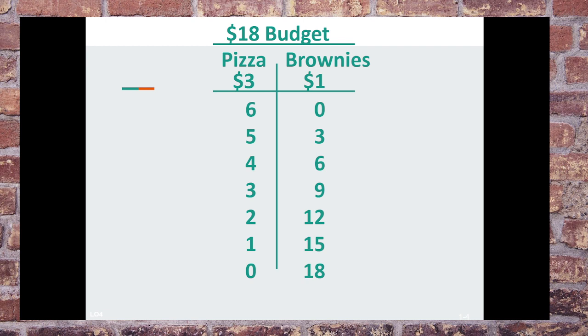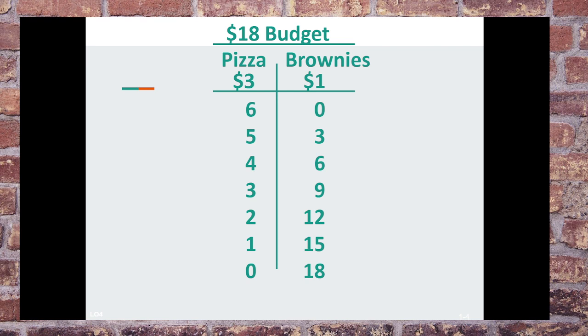So the first thing we do is say, let's spend all the money on pizza. So 18 over 3 gives me 6 slices of pizza that I can buy. But it gives me 0 brownies. All right, and the same is true if I do 18 over 1, I get 18. So I can get 18 brownies but no pizza. Right? Those are the two extreme points on my graph. And then everything inside the graph, all these other points are different combinations.